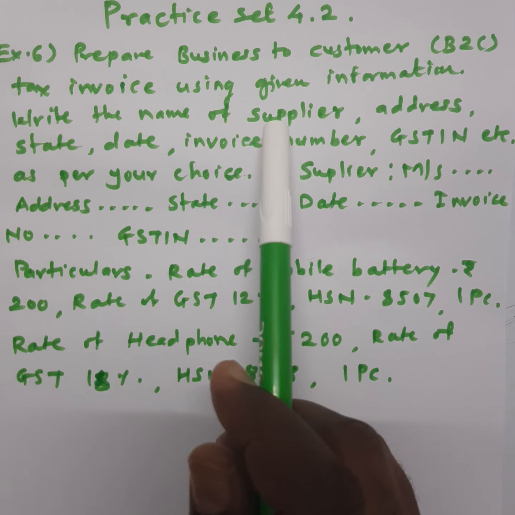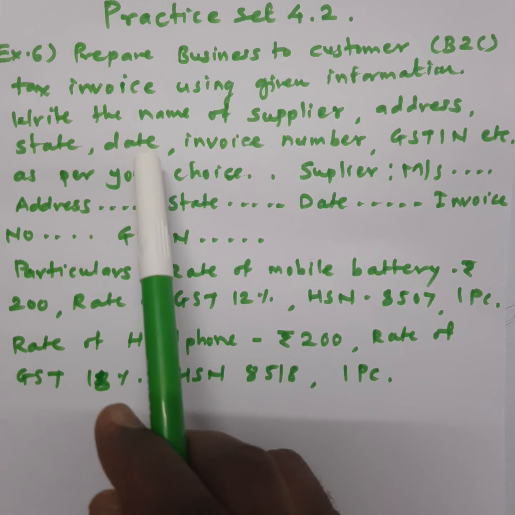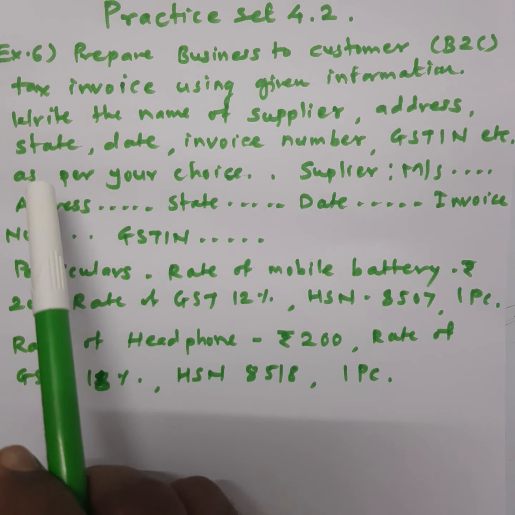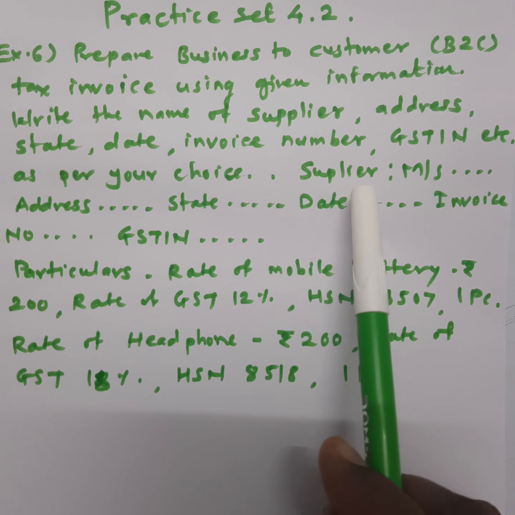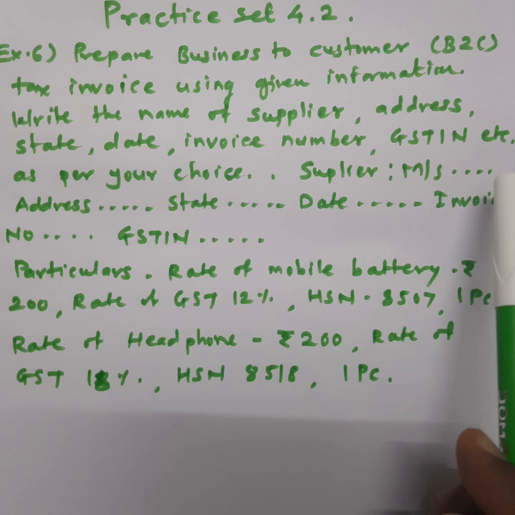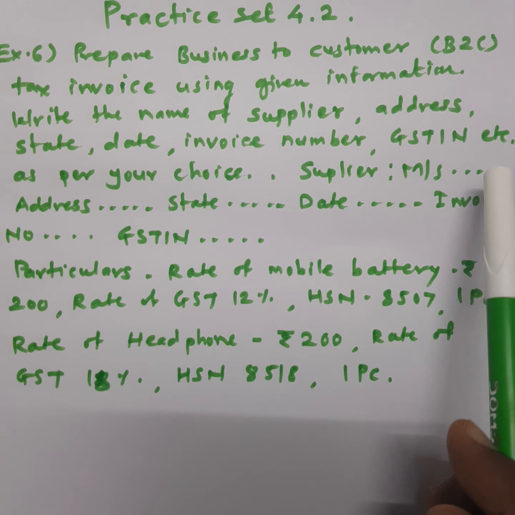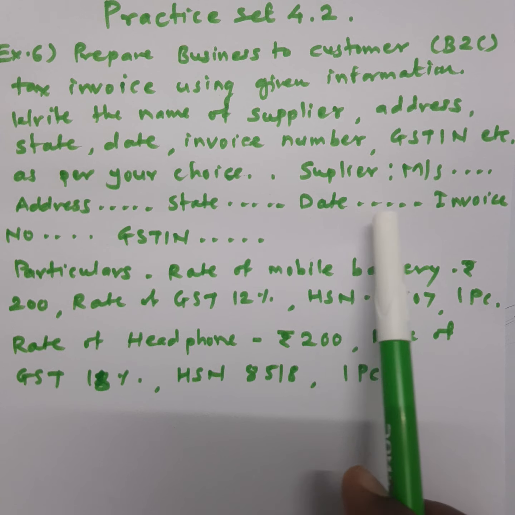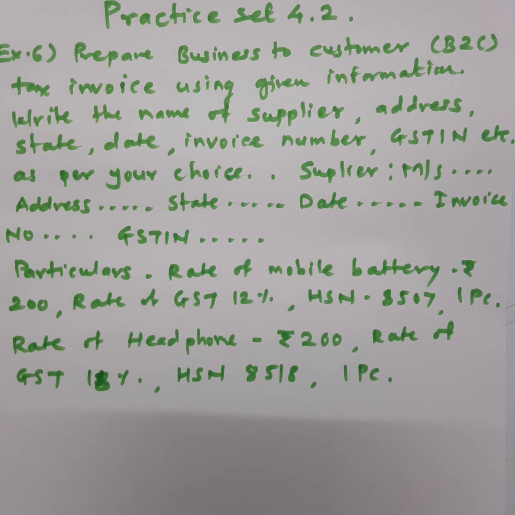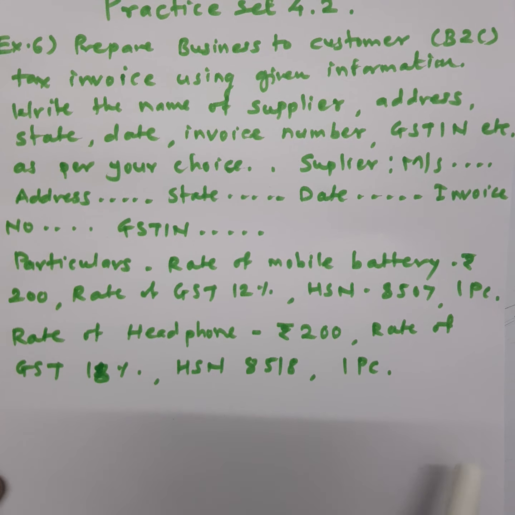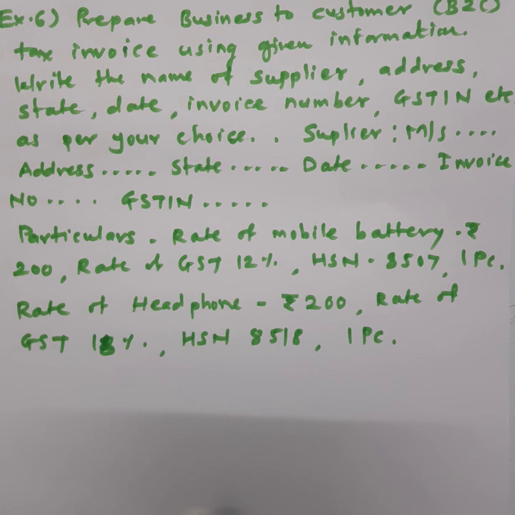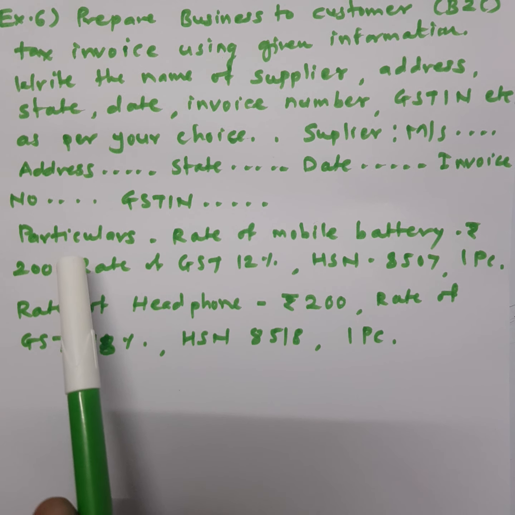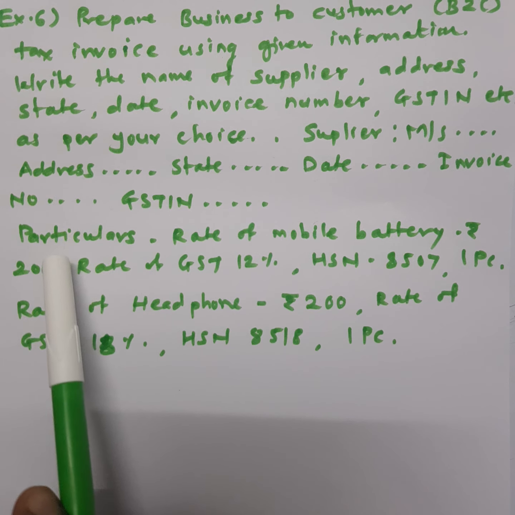Write the name of supplier, address, state, date, invoice number, GSTIN, etc. as per your choice. Supplier Messrs dash dash. Here we have to write the name of supplier, address, state, date, invoice number, GSTIN. These are the things to be included. Then particulars, that is the goods which the customer purchased.